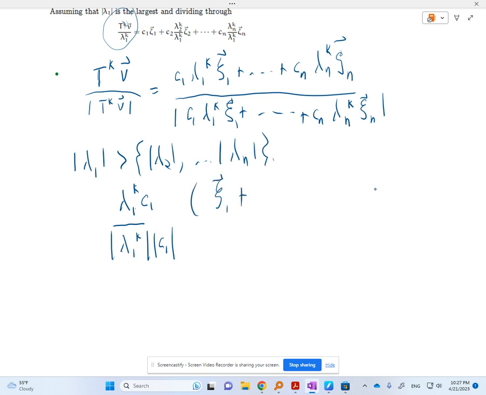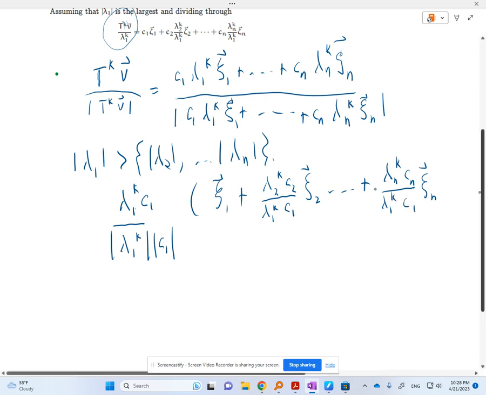And then because we're factoring this out, we will be dividing the other terms by this factor. So the second term, recall the second term was originally lambda 2 to the k, c2 times zeta 2. But I'm going to be dividing that by lambda 1 to the k, c1. And that's going to be the same with every other term. The original term for lambda n was lambda n to the k, cn, zeta n. And I'm going to be dividing that by lambda 1 to the k, c1. So that's my vector on top.